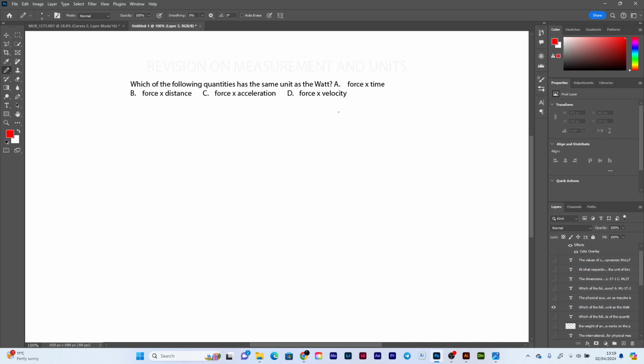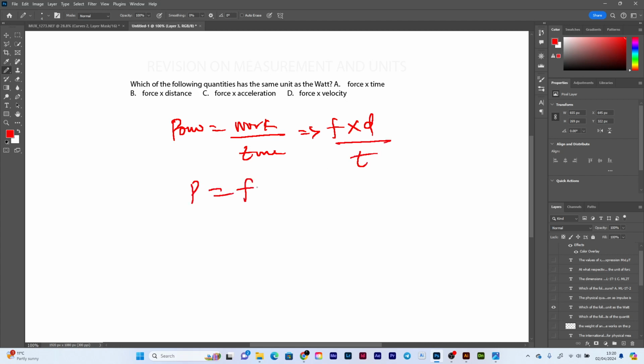Oh, this is kind of technical and you have to be good mathematically. So when you say watt, it is what? The unit for force, right? Or for power rather. So what's power? Power is equal to work done all over time. Work done is given as force times distance, right? Divided by time. And I can rewrite this equation as saying that power is force multiplied by distance over time.